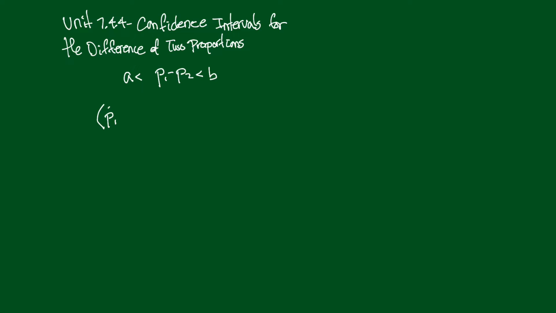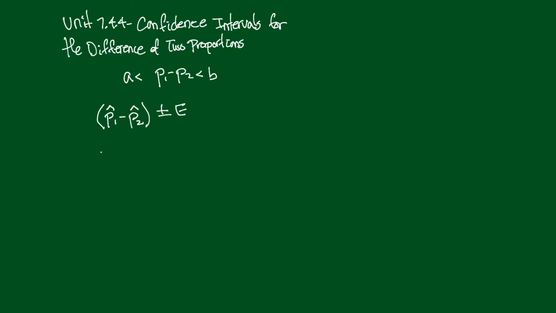It's going to be P1 hat. Remember what hat was? The hat was the estimated proportion. So you take the number that you observe and divide by the total number of observations. That's going to be an estimate for the proportion in the first sample, minus P2 hat, an estimate for the population proportion in the second sample, and then plus or minus some error.